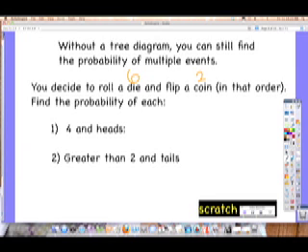Okay. Will you write these down, and I'm going to show you how you can figure out the probability. Don't zone out. It's really easy, but if you zone out, you'll miss it. Okay, you got it? All you have to do is multiply. That's it.